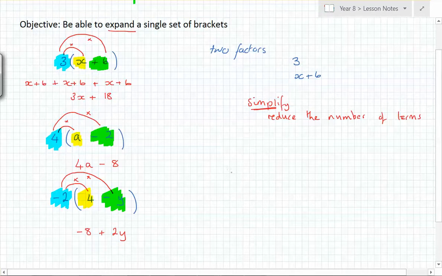I'm going to take 3 times 4x plus 6. Just one final example.